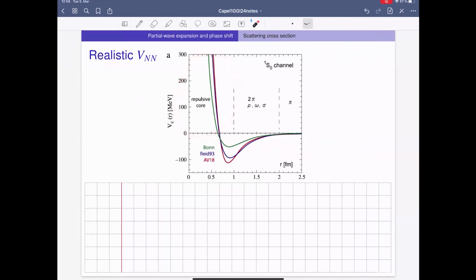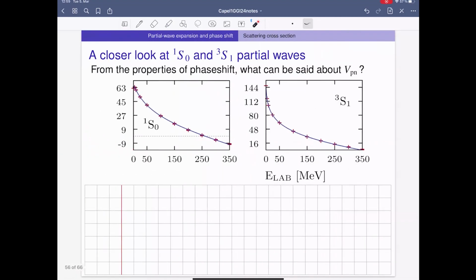And this repulsion comes from the structure of the protons and neutrons. They are made up of quarks, and because of the Pauli principle, they don't want to be at the same place. And so you have to have a repulsive behavior at short distances. It's not just something that is invented by the people doing nuclear physics. It's something that you can see from the data, and it comes from the fact that you have a negative phase shift in the S wave at high energy. So that's the reason.